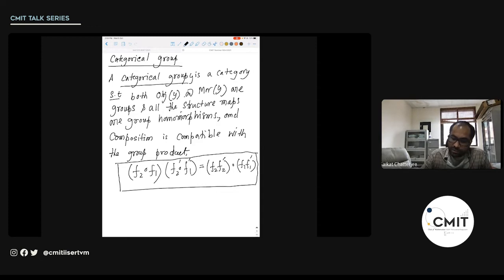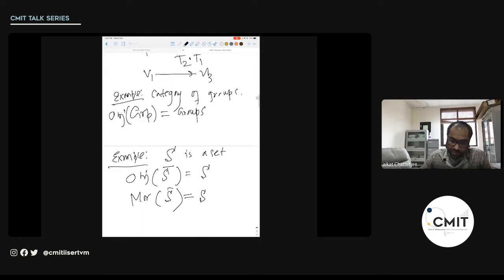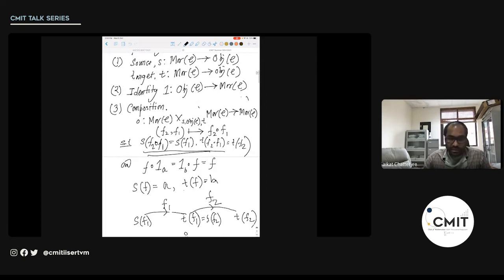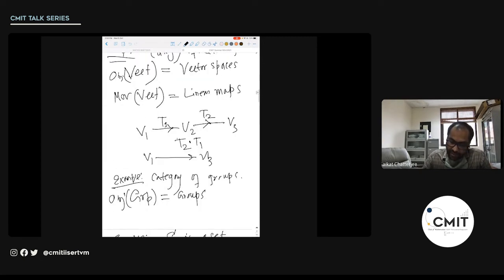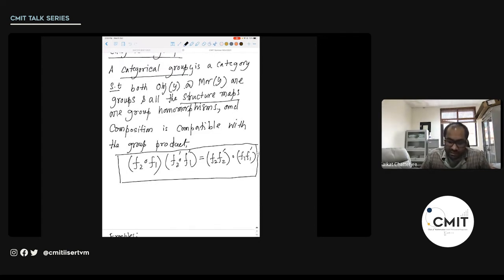I have used this word structure maps. The structure maps are basically the maps defined on a category: source, target, composition, and all these things, right? So the identity map, all these things are structure maps. So all these things are basically group homomorphisms. And then this composition has to be, so okay, I should probably explain my notation here. When I am writing a circle between two such arrows, it basically means the composition defined on a category. And when I do not use anything, I'm just juxtaposing two elements.